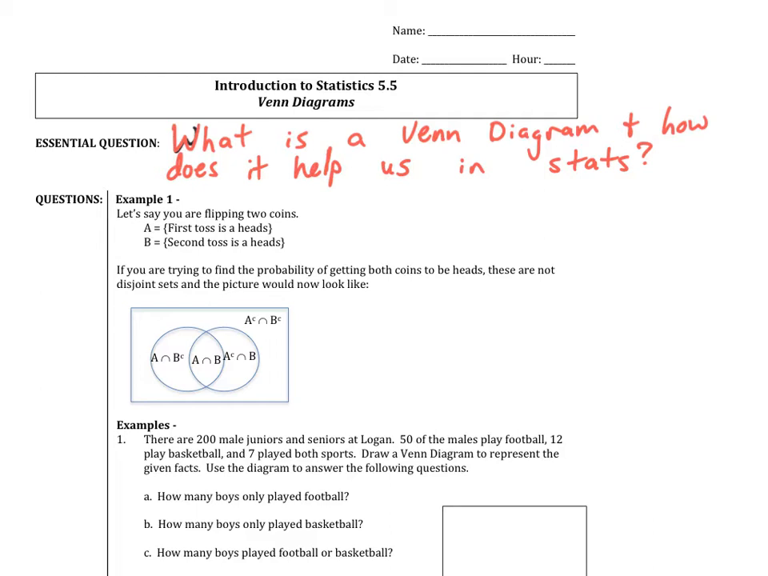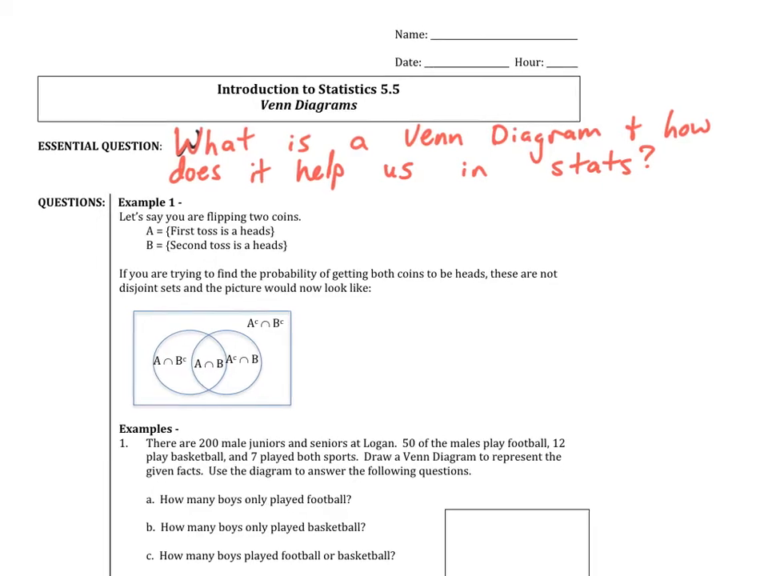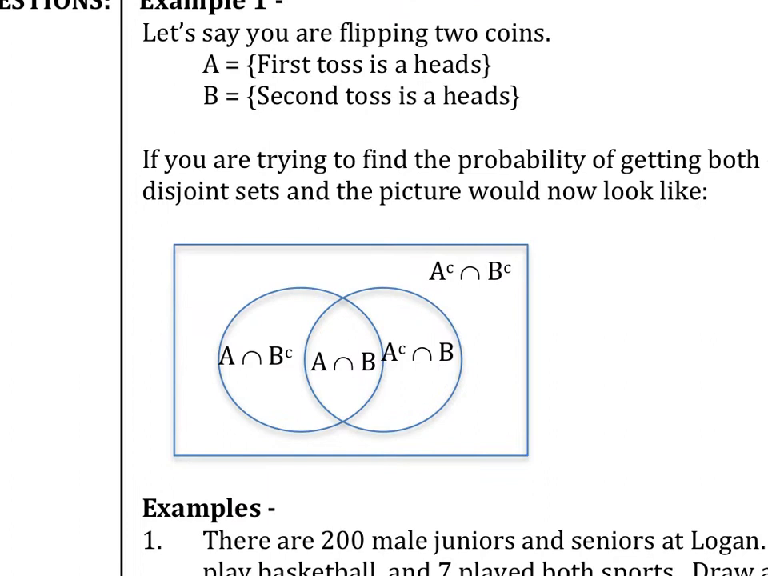So example 1, it says, let's say you are flipping 2 coins. A is first toss is heads, and B is the second toss is heads. If you are trying to find the probability of getting both coins to be heads, these are not disjoint sets, and the picture would now look like this. So if you look in here, this symbol in the middle, we had that U looking symbol that meant or. This symbol means and.